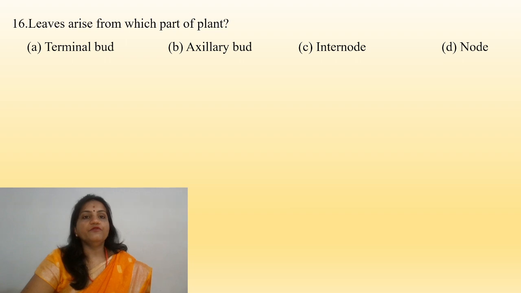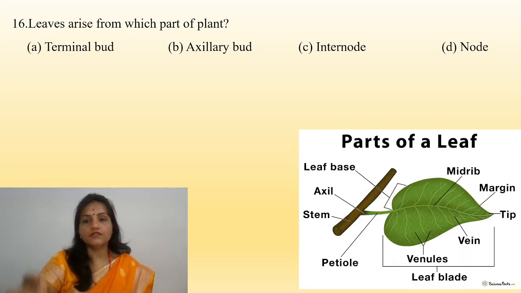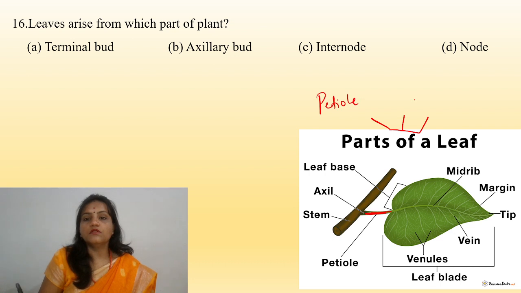Leaves arise from which part of the plant? Before this, we'll see the parts of a leaf. Here you are seeing a typical leaf. This is the stem and you are seeing a leaf. A leaf arises from the axil. There are three main parts in a leaf. One is the petiole, then the leaf base, and then the leaf blade.